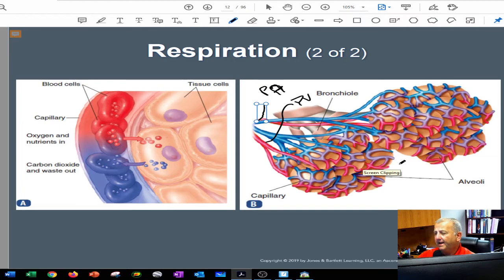But look at how narrow these vessels are when you get down to the alveoli. And there's a reason for that, because they become very small and they can get very, very close to the alveoli, and that allows for gas exchange.